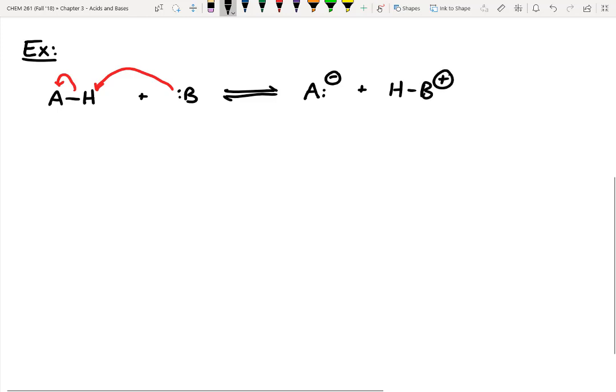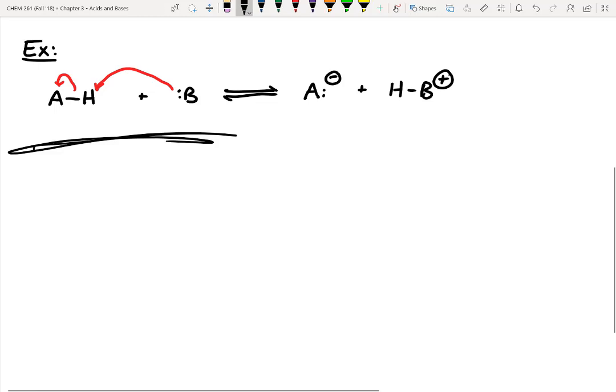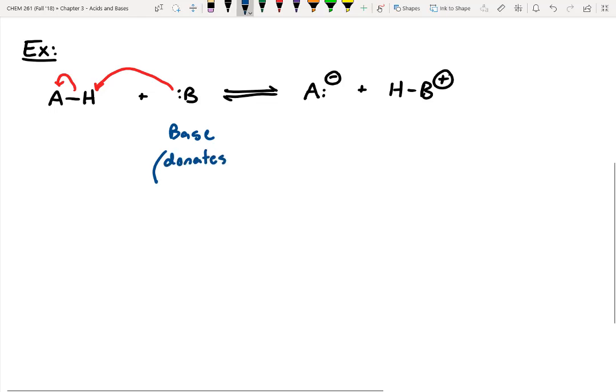Pretty simple, right? This is what we've been doing all week. All right, now let's focus on the starting material side. What's donating electrons? Well, where are the electrons coming from? The base, right? The base is donating its electrons to that proton, right? So we can think about it that way. We can say, okay, this is our base. It donates its electrons to the proton, right? Therefore, it is also a Lewis base.